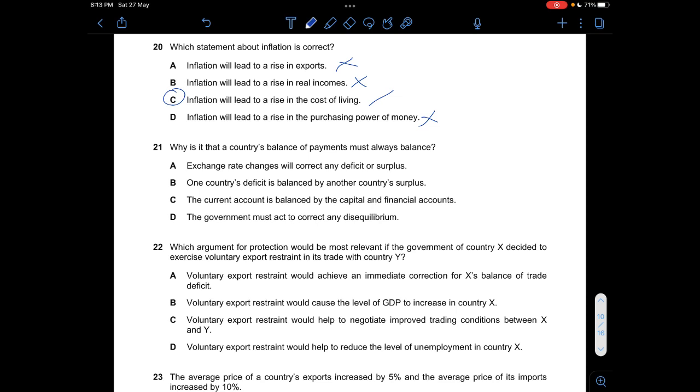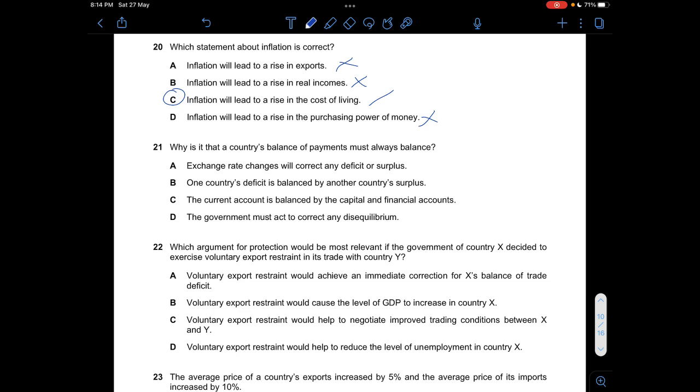Question 21, why is it that a country's balance of payments must always balance? A country's balance of payments must always be balanced because the current account must be balanced by the other two accounts. You realize that for this particular question, it actually covers capital and financial accounts, which is not in the current AS syllabus. This is in the previous syllabus, but let's just do it anyway.